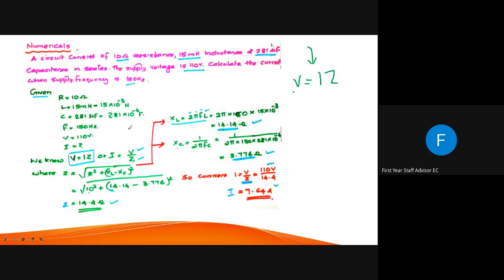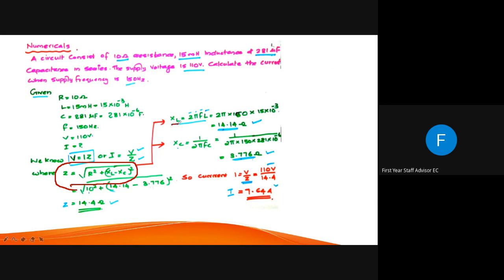Okay, they have given only the value of L and C. From this, how to find out XL and XC? What is the formula for XL? XL is 2 pi FL or omega L. XC is what? 1 by omega C. That is 1 by 2 pi FC. So, this is the formula that we have to apply for finding out impedance, but we don't know what is the value of XL and XC.